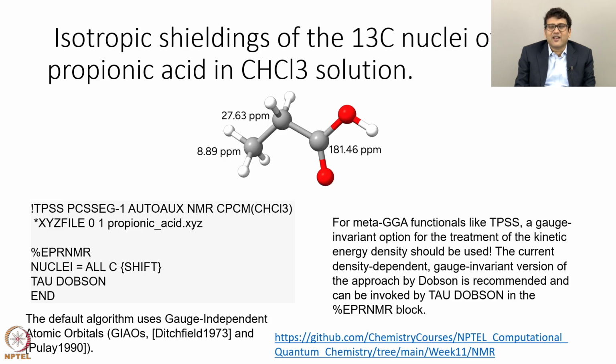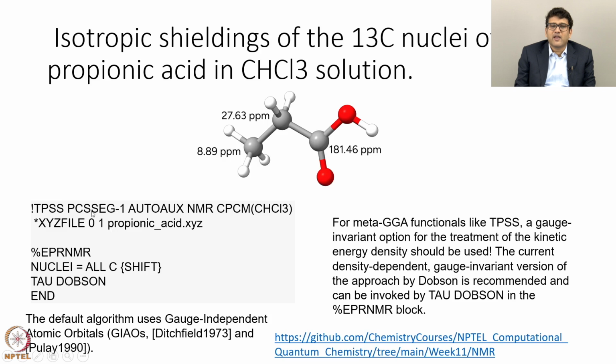So, small basis set calculations can give you very bad numbers unless you are using gauge independent atomic orbitals, and ORCA by default uses the gauge independent atomic orbital. The meta-GGA functional is generally a good option for predicting the NMR constant, and the gauge independent variant of the approach by Dobson is recommended. So, you see this tau or dog is equal to Dobson, and generally it is a good idea to use triple zeta quality basis set.